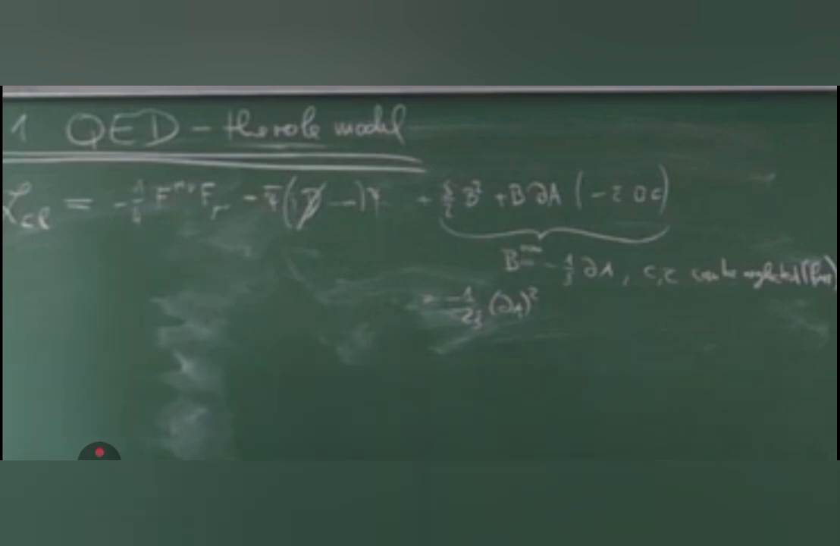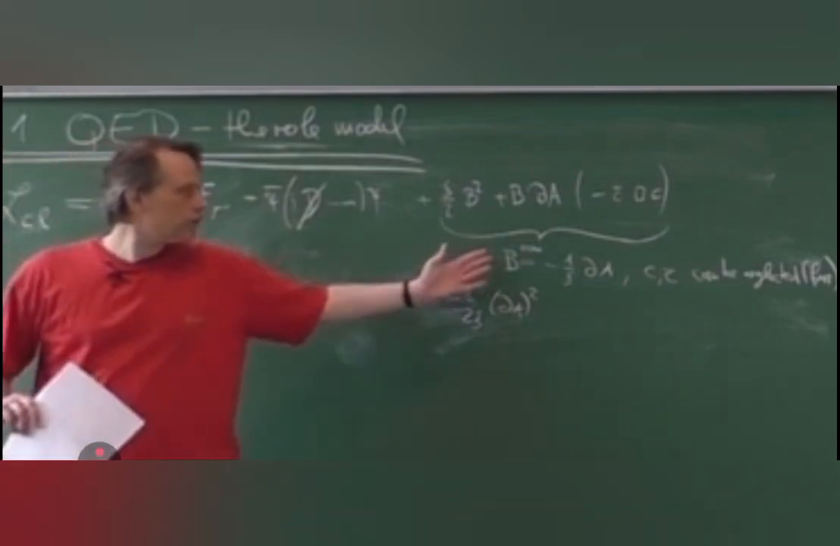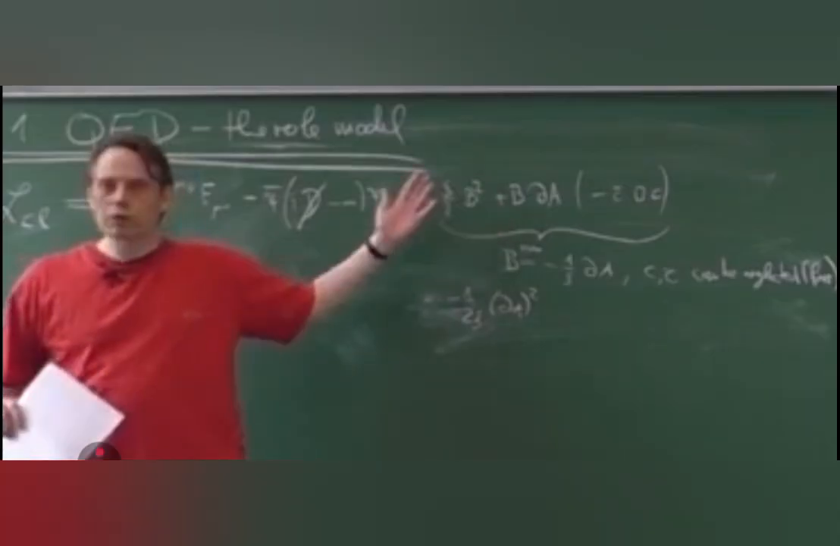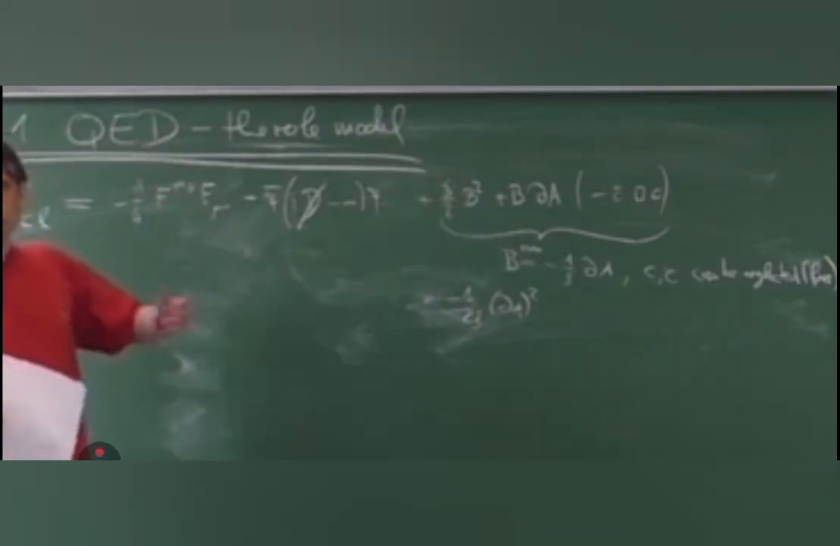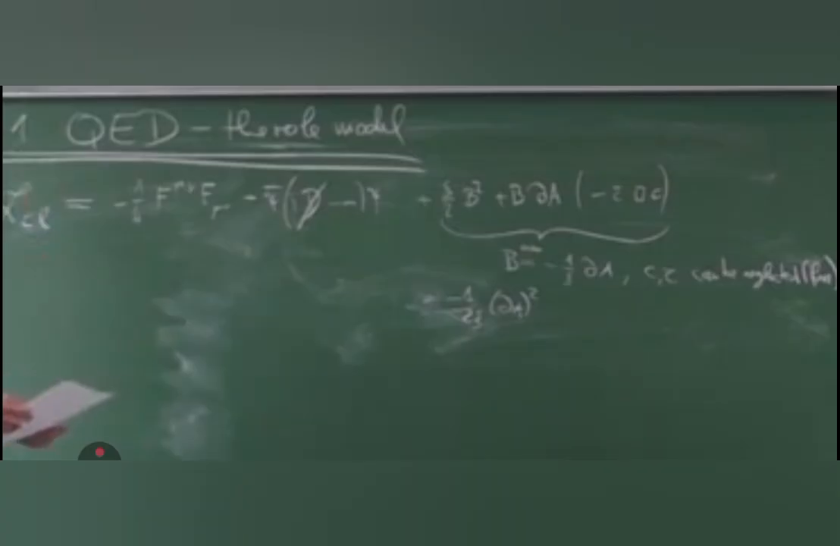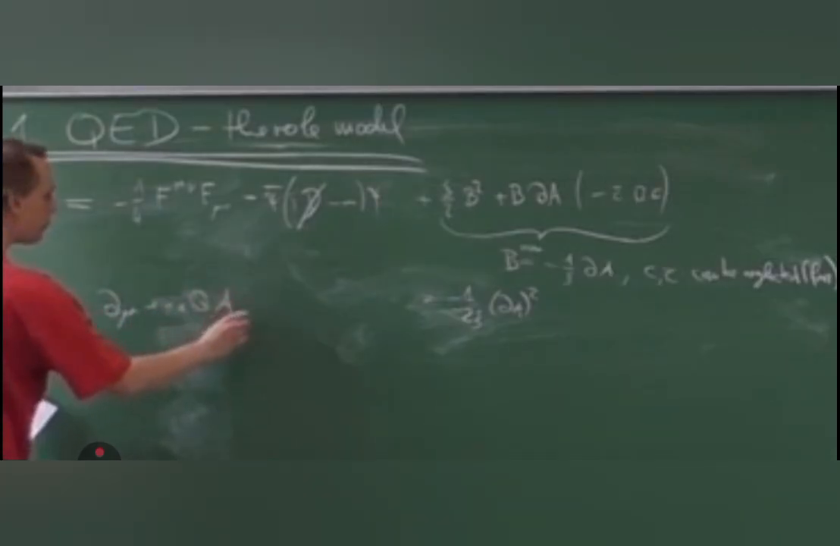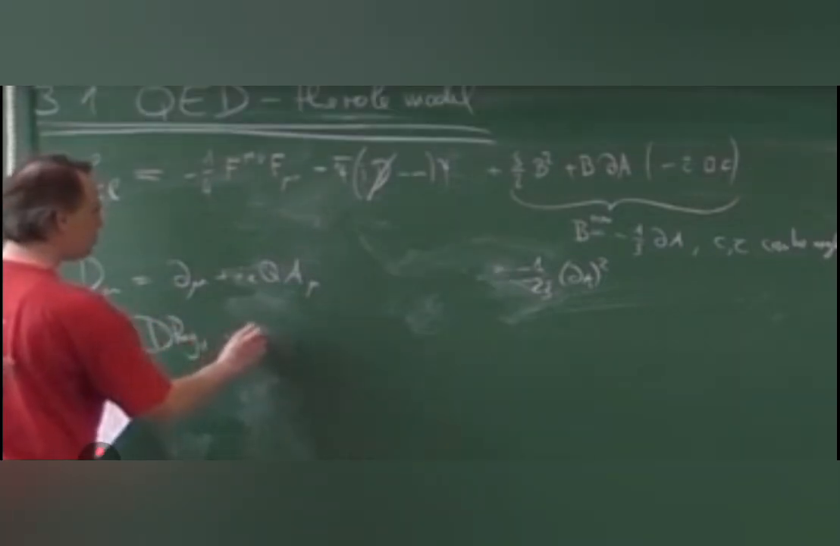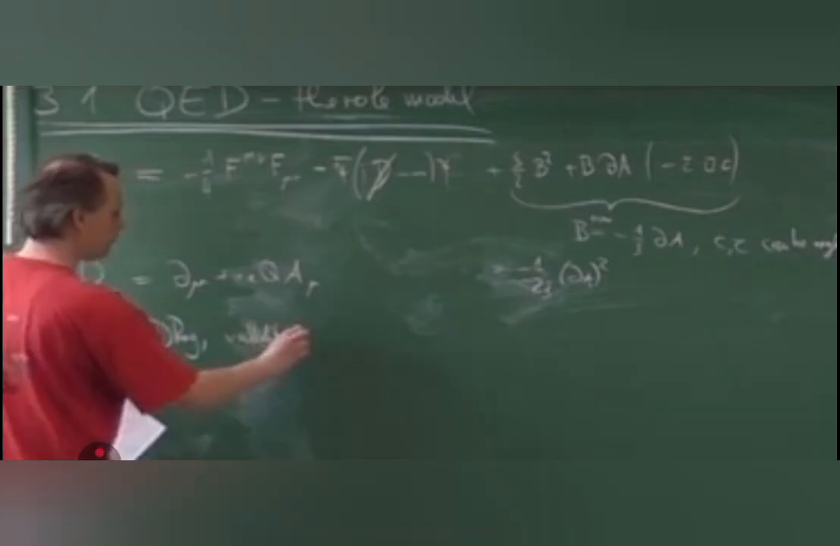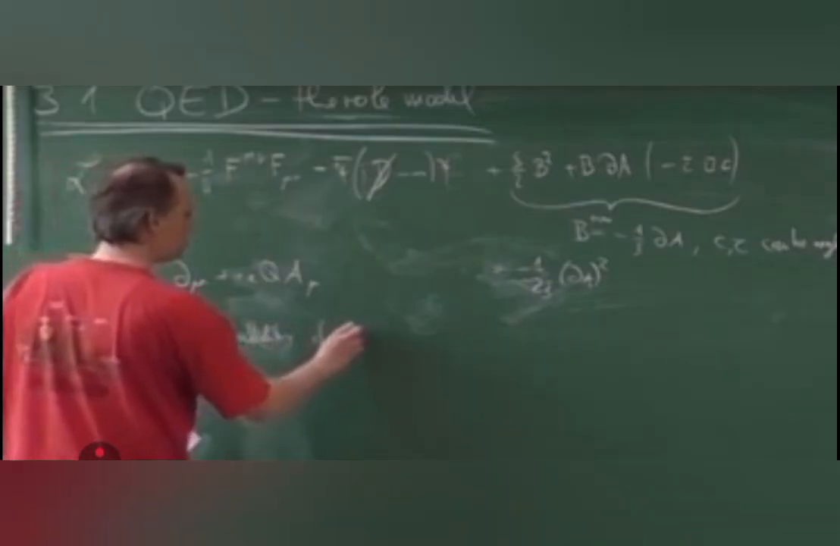But for the Slavnov-Taylor identity discussions, it is useful to keep in mind the full structure, including everything, because then deriving some identities will be simpler. The covariant derivative is the normal derivative plus i e q times A_μ. And everything else is clear. I think I do not need to say anything more. We assume now dimensional regularization, and we assume the validity of all the relevant Slavnov-Taylor and Ward identities.